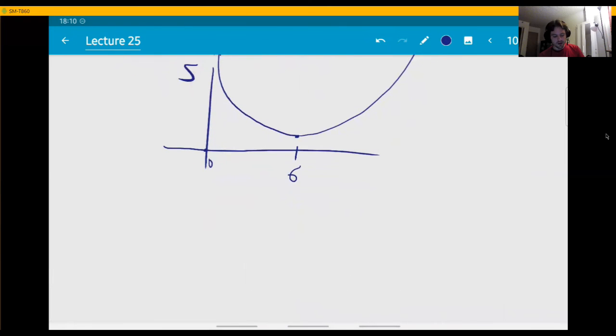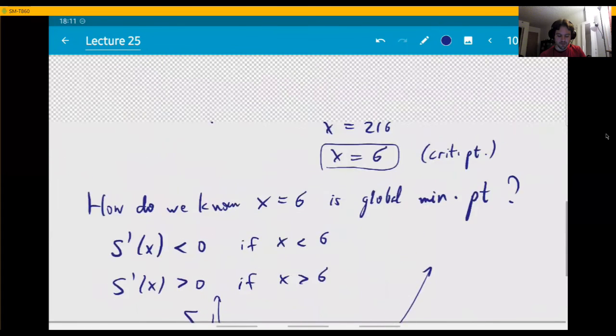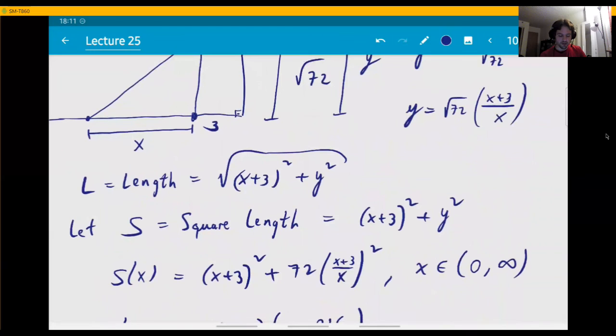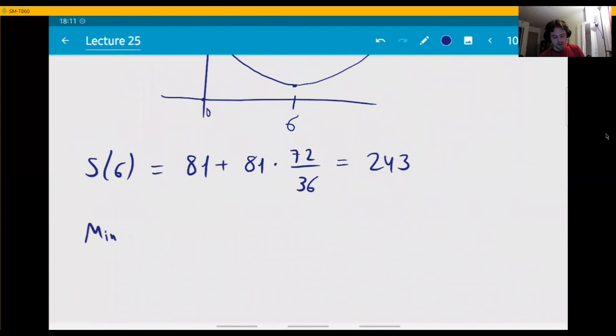But what is that value? S of 6. Just go back to the S function, and you're going to find the number 243 for that. This is the minimum value of the S function. Just remember that when we started this problem, we decided that we did not want to work with the length function. We wanted to work with the square length. We just found the minimum value for the square length. What is now the minimum L value going to be? L of 6 is just the square root of that.